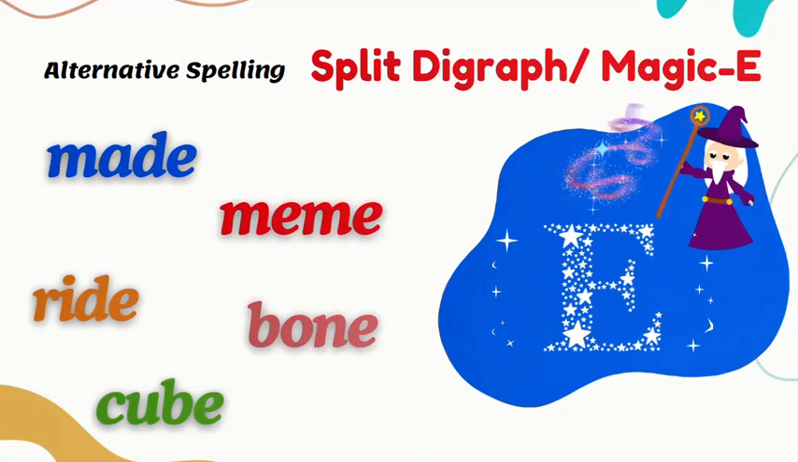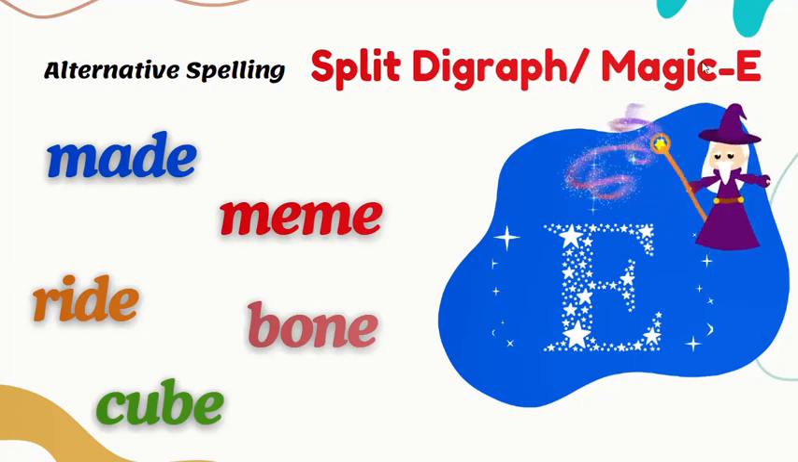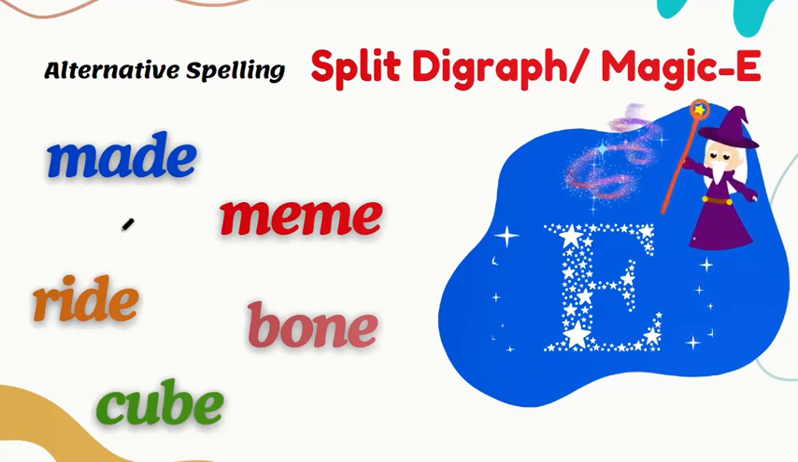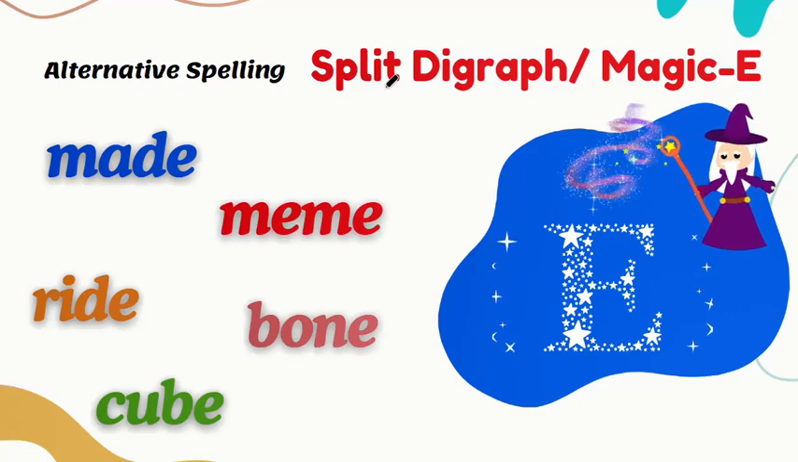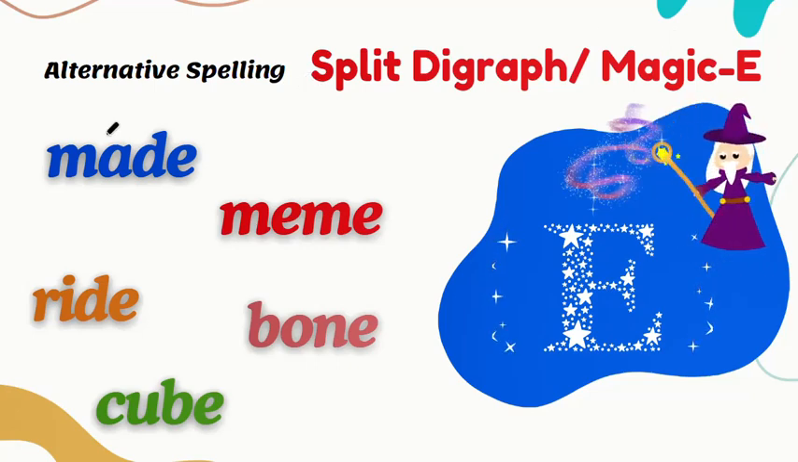And now let's begin today's video with the split digraph or the magic key pattern. This is also an alternative spelling of all the long vowels. We didn't discuss it yesterday because this is a separate topic and it has so many confusions associated with it. So today, inshallah, I'll try to cover all those things that you have been asking me about the magic key or the split digraph.